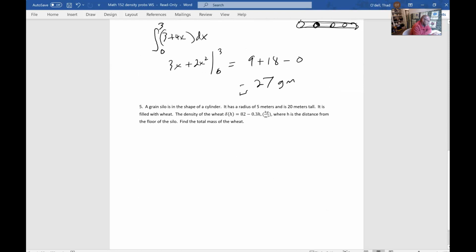Okay, last but certainly not least, we have a grain silo. The grain silo is in the shape of a cylinder. It has a radius of 5 meters. That's cool.